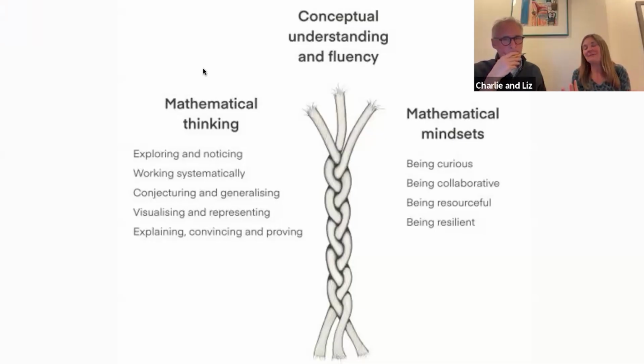Obviously, our ultimate aim in this particular task was to go to the full version of the problem and be able to convince somebody else that we could generate those sets of 10 consecutive numbers that matched that criteria. So those skills we feel are an essential part of being a mathematician. And then alongside those mathematical thinking skills, we've got our mathematical mindsets.